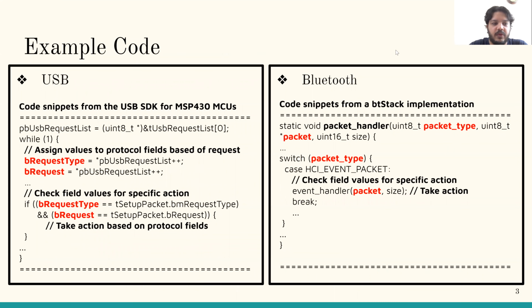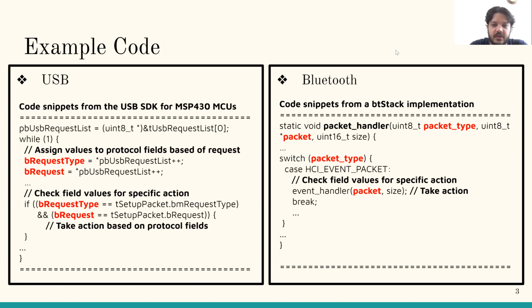For example, we have two code snippets from both USB and Bluetooth firmware. This is vendor provided code. On the left-hand side, the USB code shows that the red marked fields are protocol relevant. First, there are values assigned to these protocol fields based on incoming or outgoing requests, and specific actions are taken based on the values of these protocol fields.